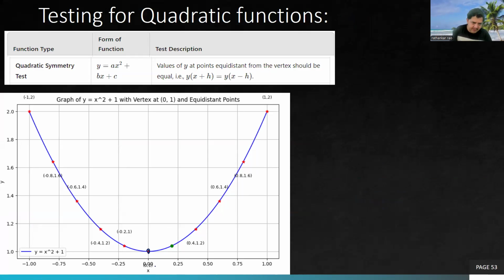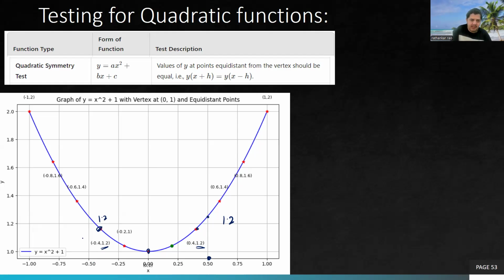Which means what? If I take, for example, 0.50, whatever value of y I get, I will get a value of y equal to 1.2 here. This is the first point, and the second point is plotted here. Actually, it should have been plotted over here. So 1.2 should be the value here. And if I take the same value at x minus h, you get the same value 1.2 for this also. So this should be the same.